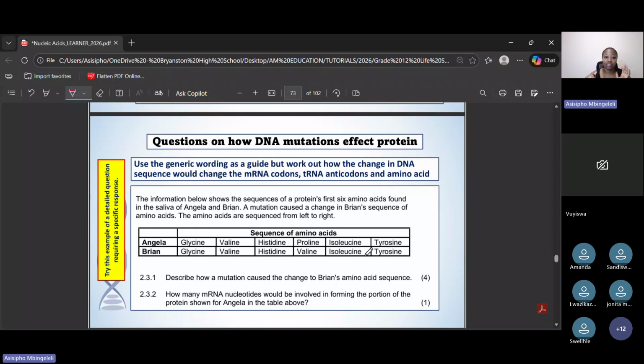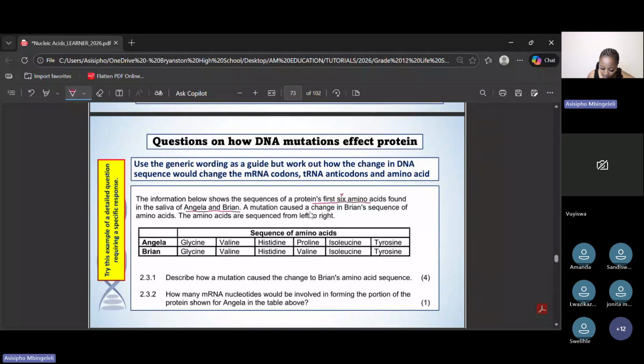What do I mean by this? Let's look at this question. The information below shows the sequence of a protein's 6 amino acids. A protein is formed, and remember, a minimum of 50 amino acids need to be bonded together by peptide bonds in order to form a protein. But it's not possible to show you all 50 or even 350 amino acids that make up a protein, so they've decided to show you only 6. These are proteins found in the saliva of Angela and Brian. Then they tell you what happened.